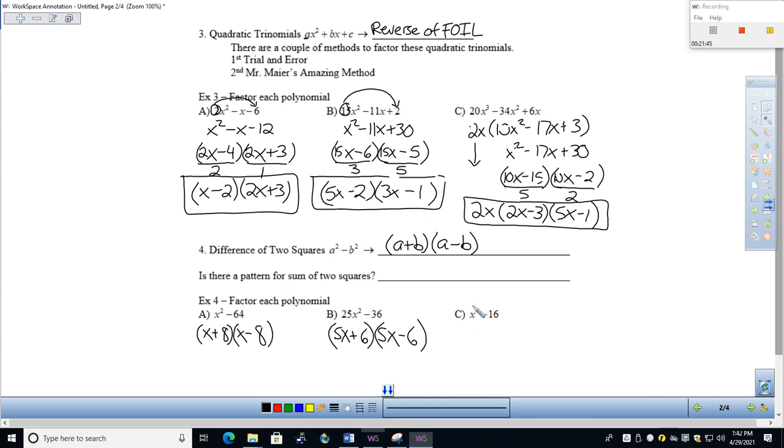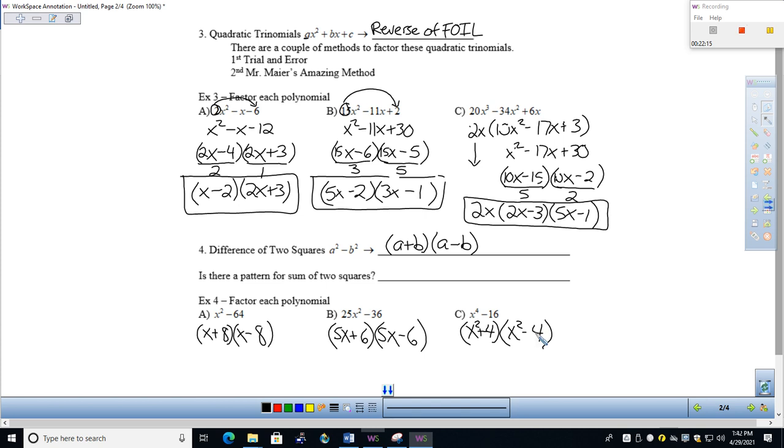X to the fourth does happen to be a perfect square. 16, also a perfect square. So I recognize the difference of two squares. So I think about what times itself would give me x to the fourth, and it would be x squared and x squared. What times itself would be 16? 4 and 4, 1 plus and 1 minus.